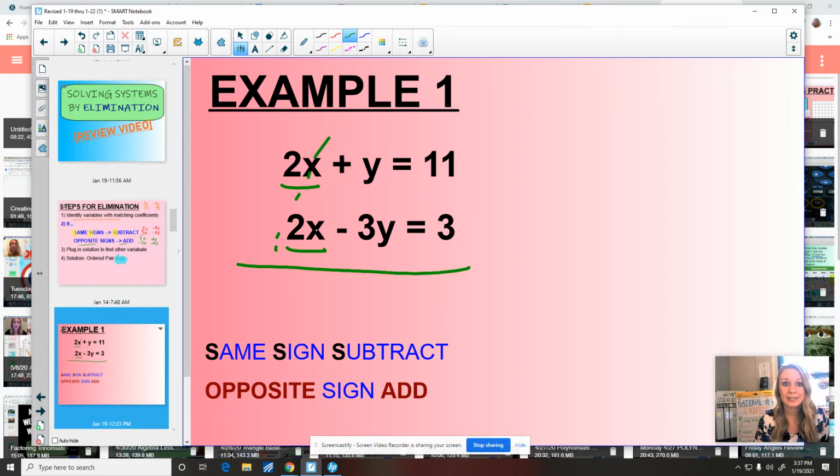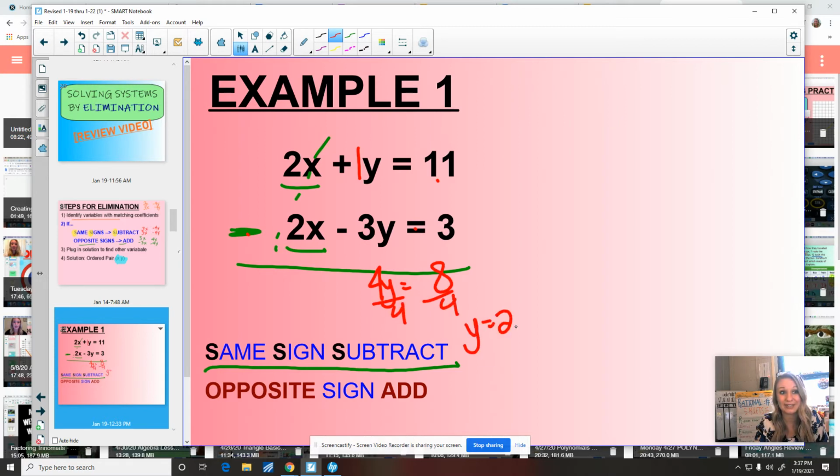You need to look at the signs. Because the 2x terms are both positive, that means they have the same sign. If it's the same sign, we subtract going down. Same sign, subtract. These are eliminated, but I've got 1y minus negative 3y. 1 minus a negative turns into addition, so technically 1y plus 3y is 4y. And then 11 minus 3 is 8. Really quick one-step equation: divide both sides by 4, and you get that y is equal to 2.